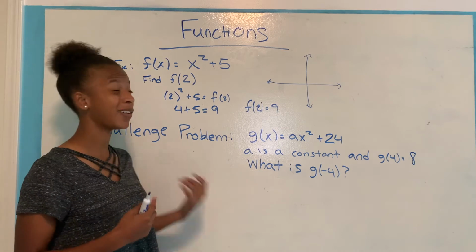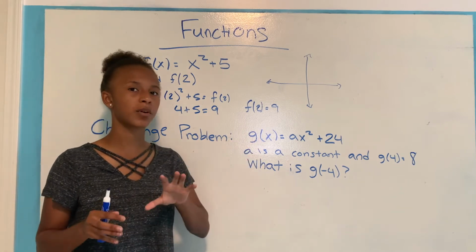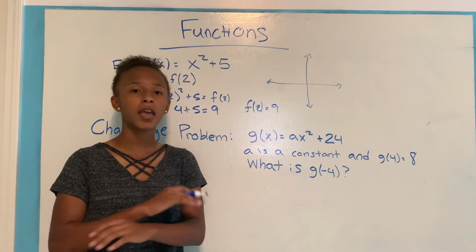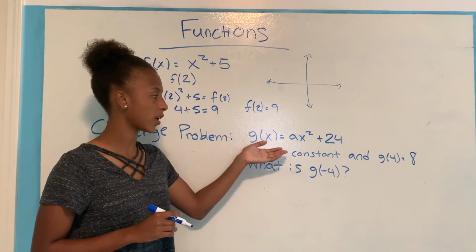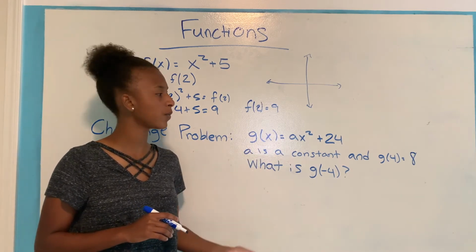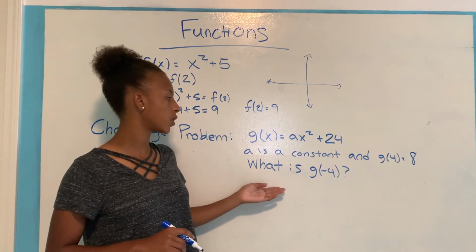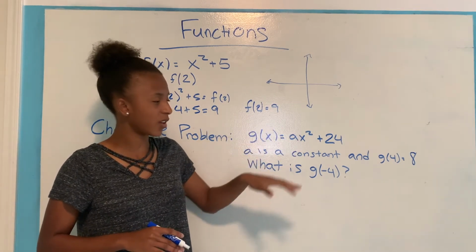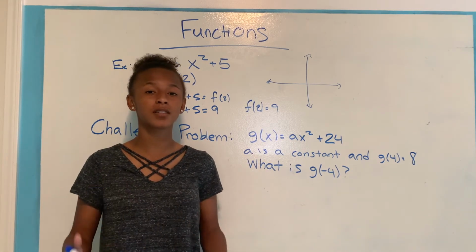And here's a challenge problem that you'll see a lot of times. So let's get into it. It's g of x. Remember I said that it doesn't have to be f of x that defines the function. It can be f of x, g of x, p of x, any real variable that they want to use, right? So in this case, it's g of x equals a x squared plus 24, and a is a constant in this problem, and they give you that g of 4 equals 8, right? And what you're trying to find is, what is g of negative 4? And I know you're probably saying, what in the world is this other variable doing in this problem? Because that wasn't in the first one, and that's why this is a challenge problem.